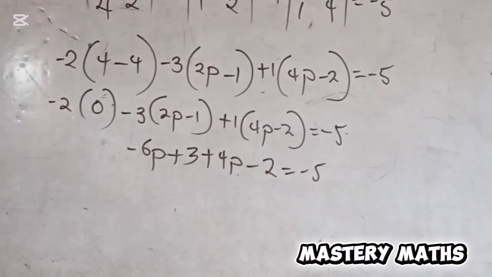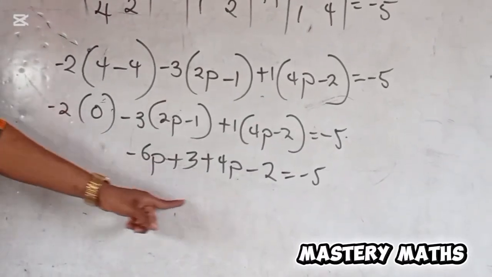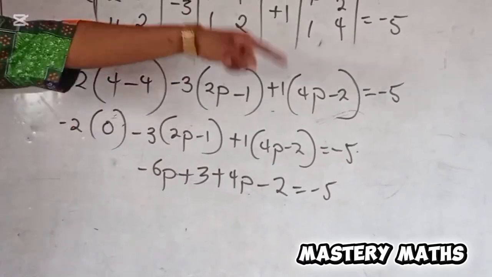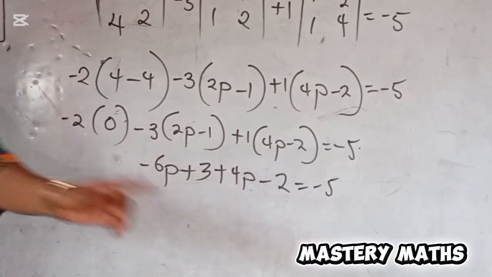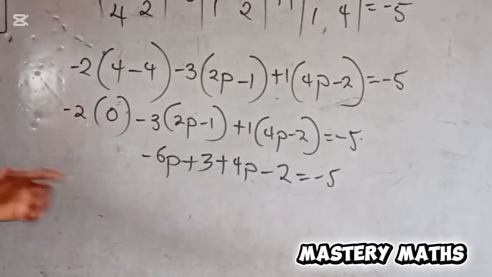Having done this, we need to collect our like terms. And when collecting the like terms, please collect them properly. Because when you miss the collecting of like terms, in terms of moving over the signs across the equality sign, your answer will be very wrong. But when you collect like terms properly, you arrive at the answer correctly.